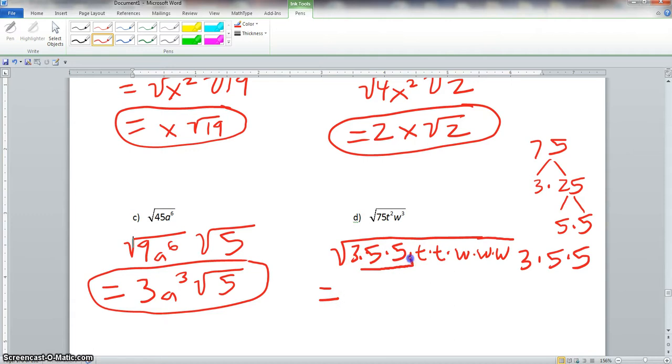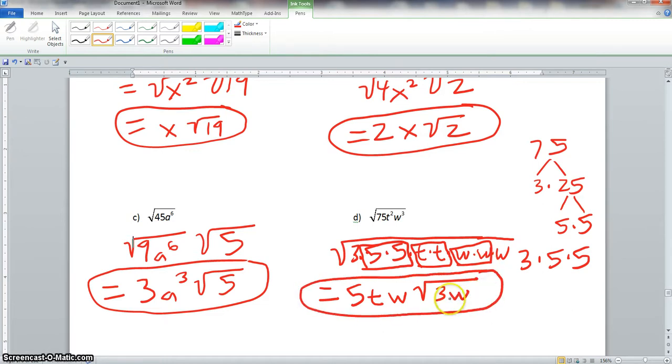So remember, it takes 2 to pull out 1. So we know we have a 5 out here. We have 2 t's here, we'll pull out 1 t. We have 2 w's here, we'll pull out a w. Now what's left under the radical is 3 and w. So our final answer is 5tw times the square root of 3w.